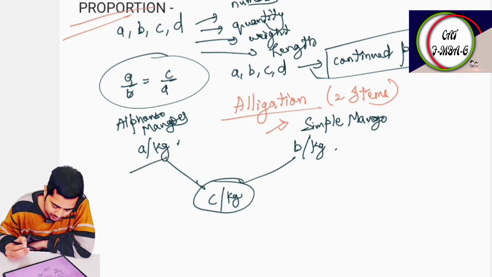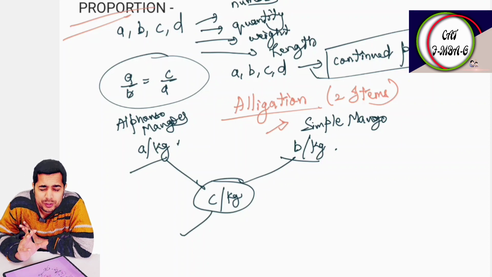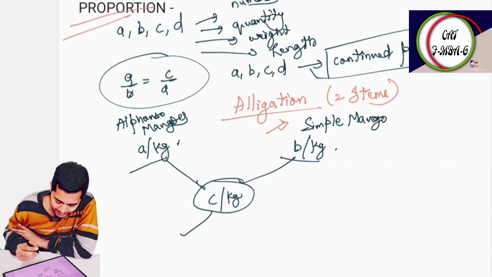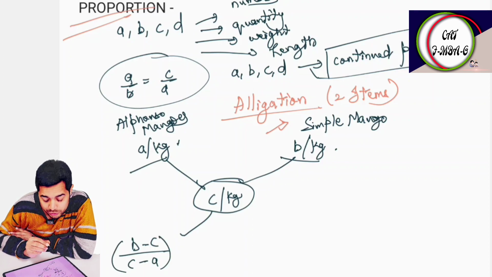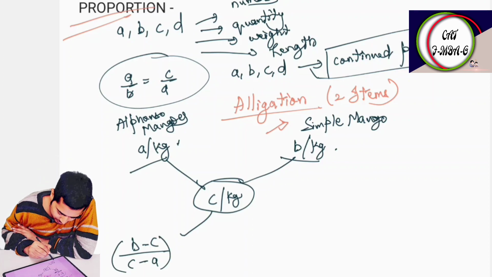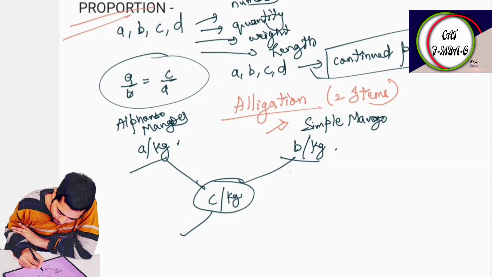Mix A and B. Then what the alligation method says is, this is a very easy method, just listen to me carefully. B minus C upon C minus A. Okay, this is the ratio in which they should be mixed. Or in simple terms, why I drew this diagram is, you can write it like this.